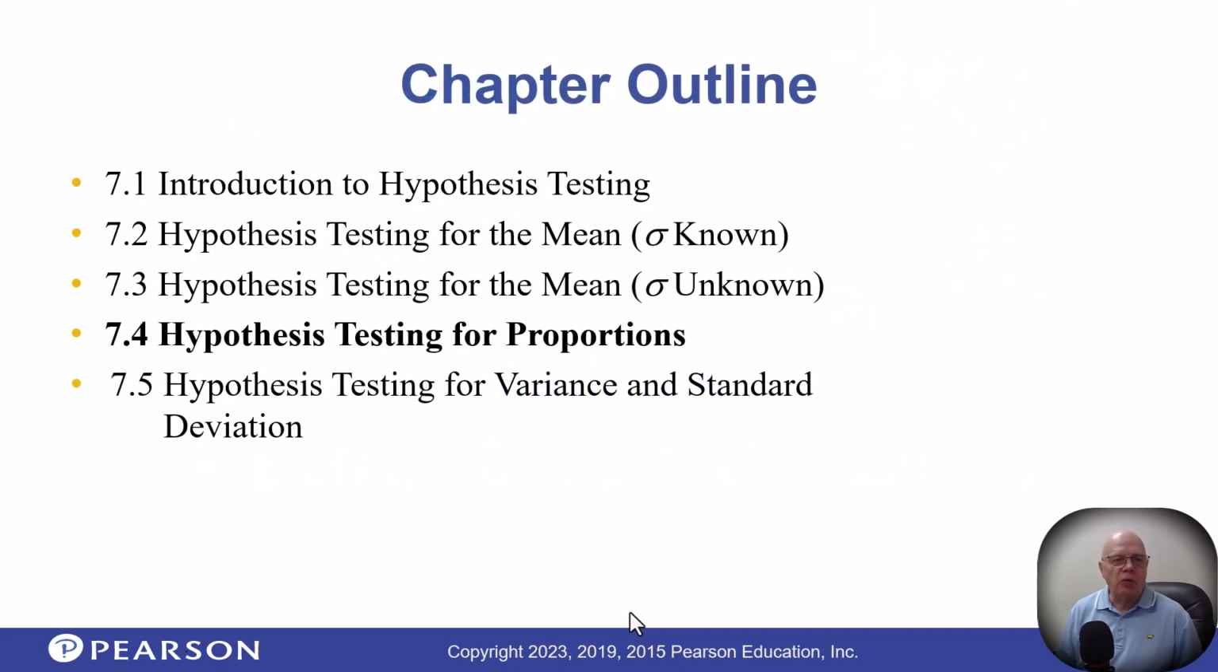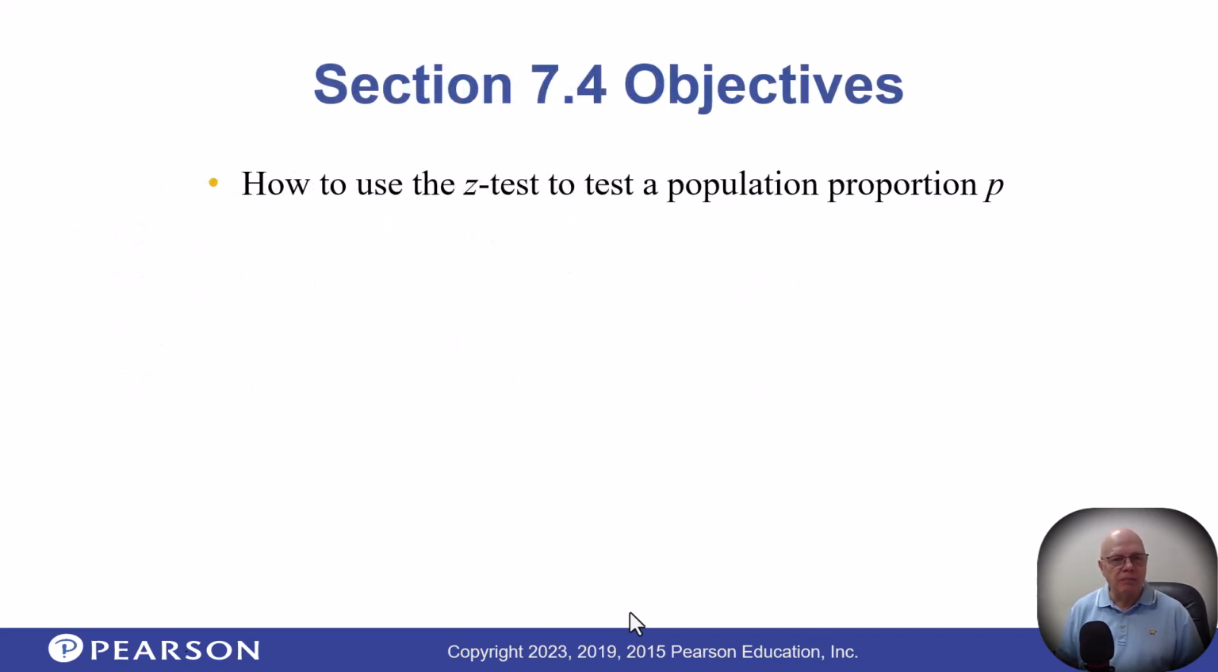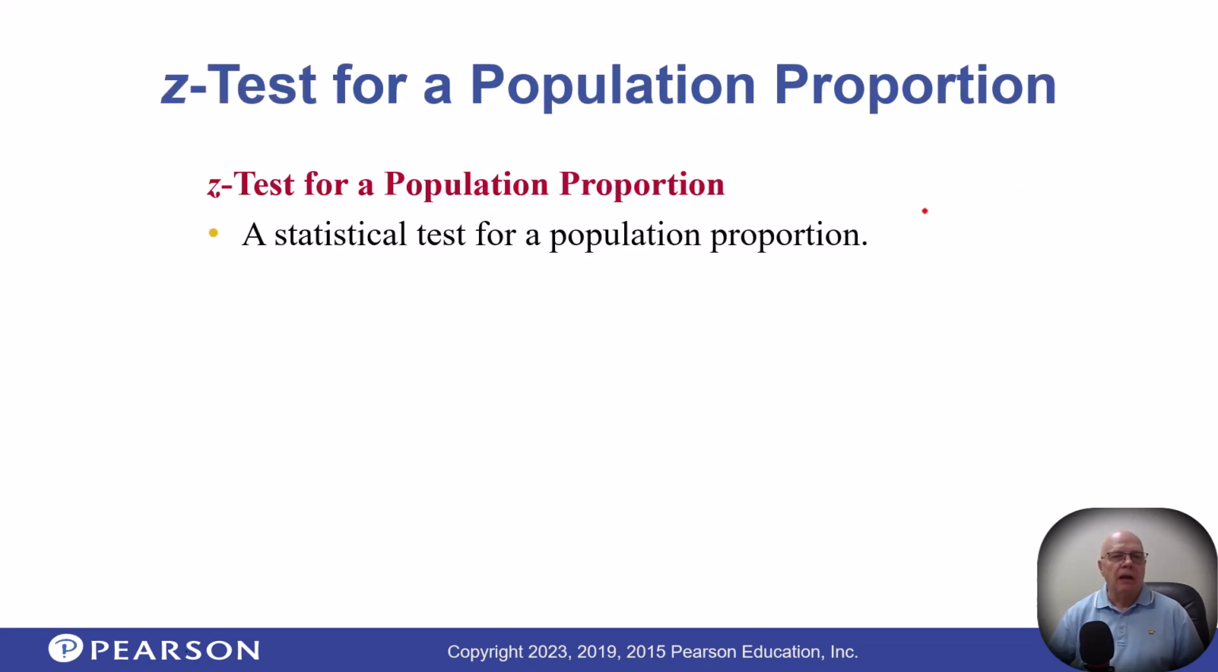All right, here we are in chapter 7, and you can see we're about 3/4 of the way through. And this is what we need. We're going to use the z-test, as I just mentioned. That's good news because you've done it previously, except that we're going to use it on a population proportion. And we're going to perform a statistical test on that proportion.